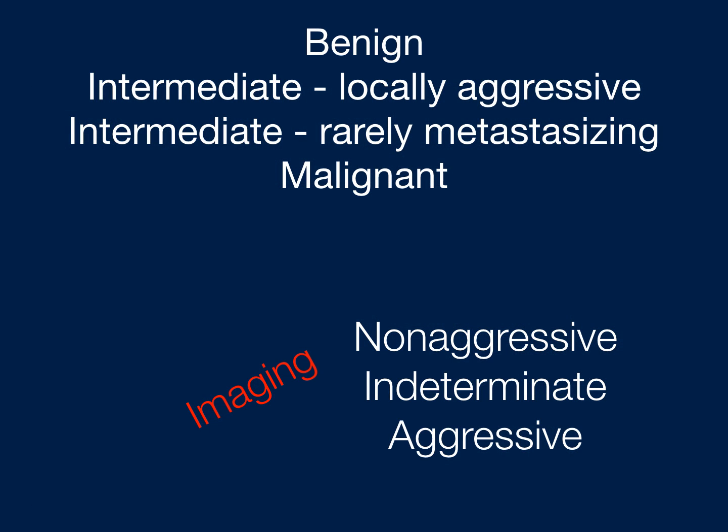In the WHO classification, there are 4 categories of bone tumors: benign, intermediate locally aggressive, intermediate rarely metastasizing, and malignant. But this doesn't always equal the categories that I used in the first video, which are based on imaging. And the WHO categories only include tumors, but the imaging categories also include non-tumor lesions such as infection.